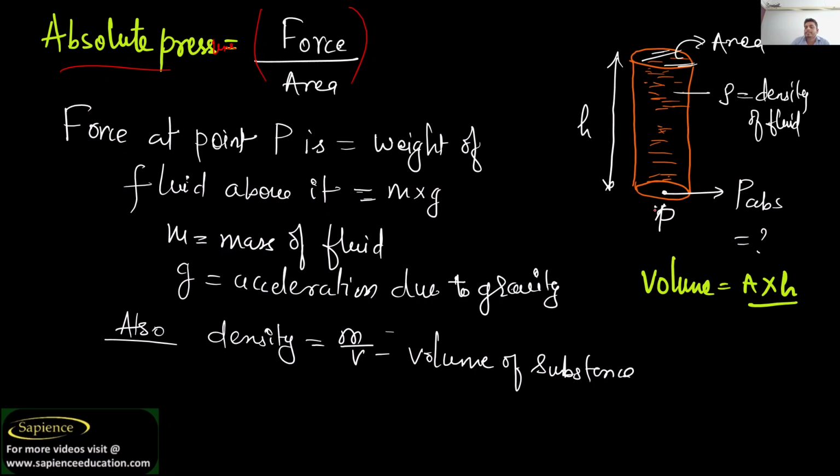Now see here. If you want to find the pressure at point P, and you want to find absolute pressure, how will you find it? Pressure is force by area. So what type of force? Suppose there is a liquid or some fluid here. Due to its weight, force is acting. So force can be written as mg.